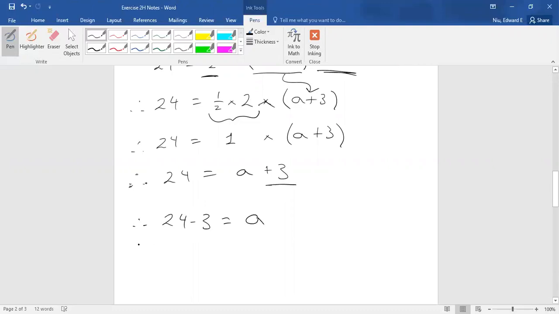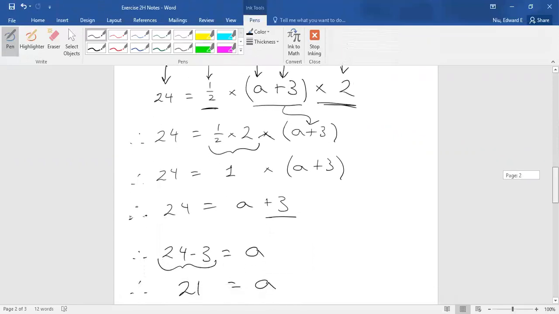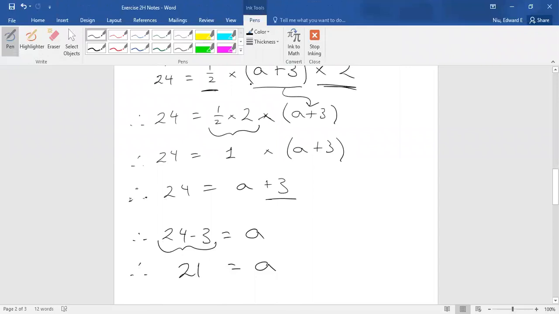Therefore, we've got 24 take away 3 on the left side, and that gets us 21. On the right side, we've got a by itself. For this equation to equal 24 on the left side, the value of a needs to be 21, because 21 plus 3 gets us 24. Half of 24 is 12, and 12 times 2 gets us 24 again. So we know the equation is correct once we plug this number back into our original formula.